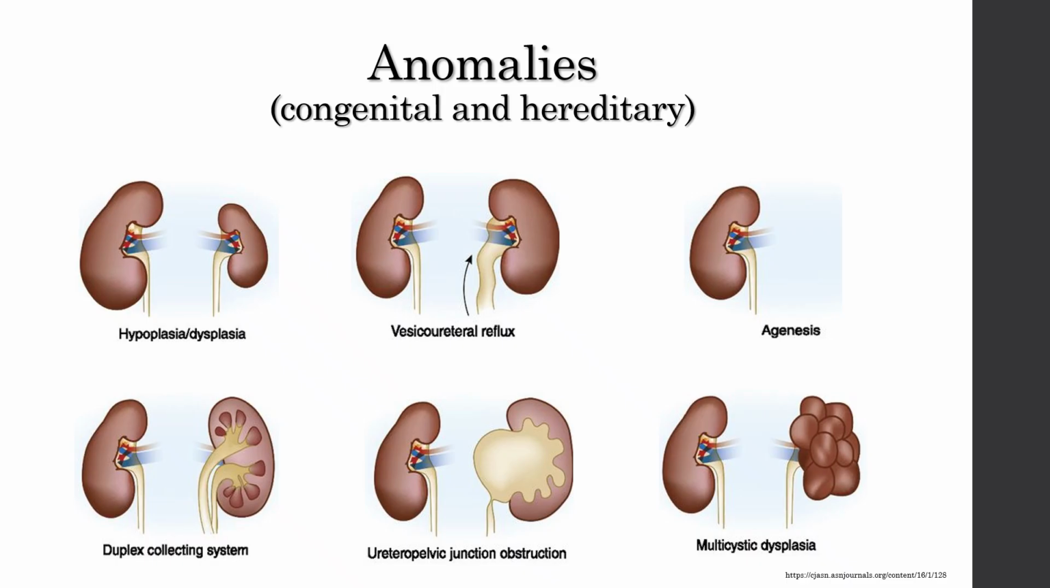So let's begin with congenital and hereditary renal abnormalities. Abnormalities present at birth or caused by inherited genetic defects. These conditions can significantly increase a patient's risk for recurrent infections, obstruction, progressive renal scarring, and early onset CKD. So let's review the major ones shown here.